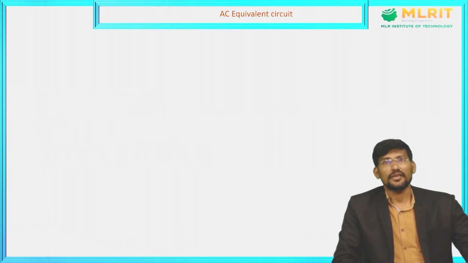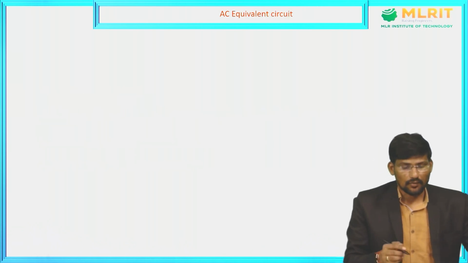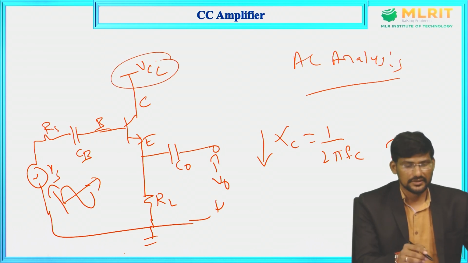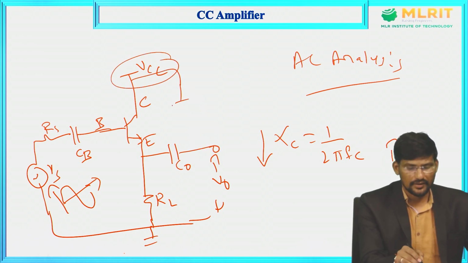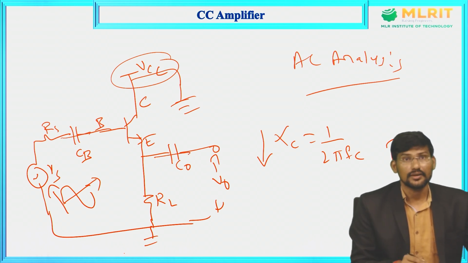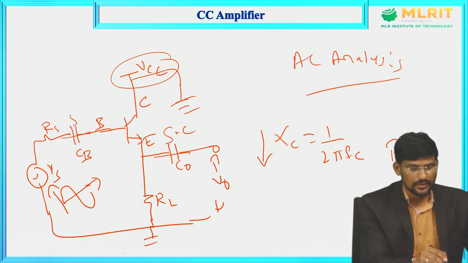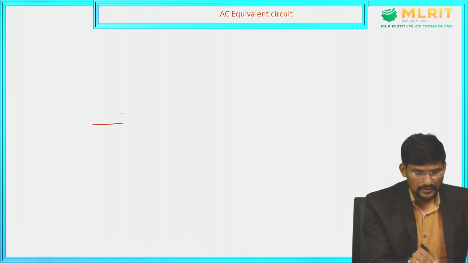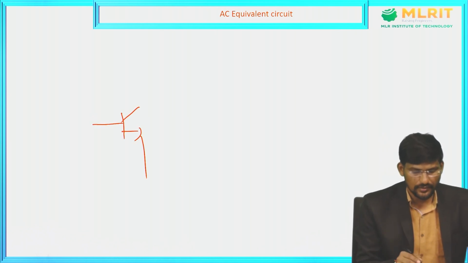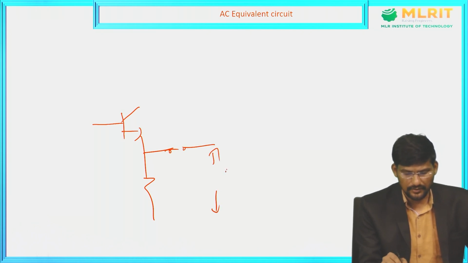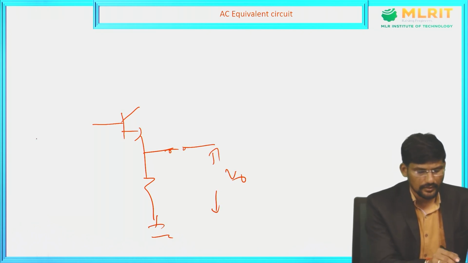So if you see here, what is the AC equivalent circuit? VCC must be grounded, nullifying the effect of DC sources, and we need to consider this as short circuit. The capacitors will be short circuited, and what will be the equivalent circuit? The AC equivalent circuit is, consider the same circuit here, and we are taking this as short circuit, and across which we are taking the output, and this will be grounded here.